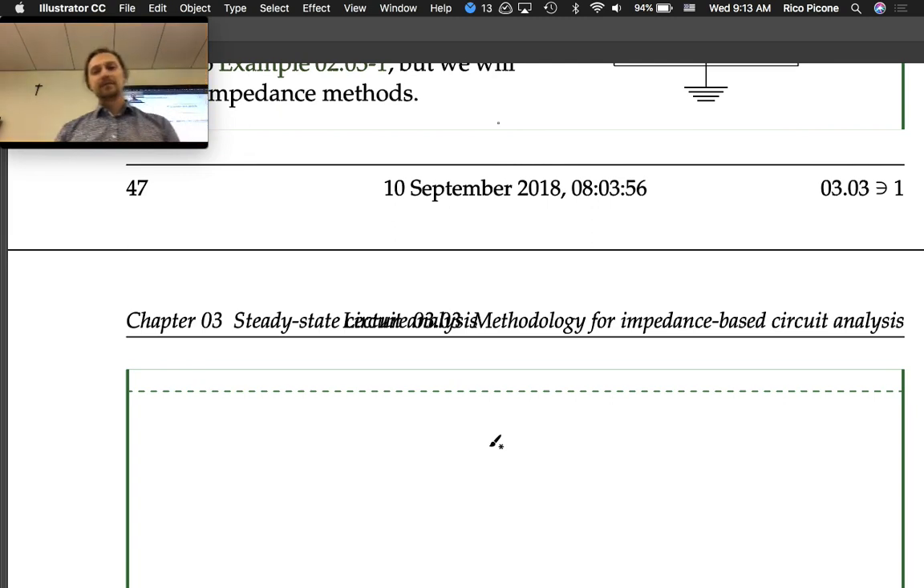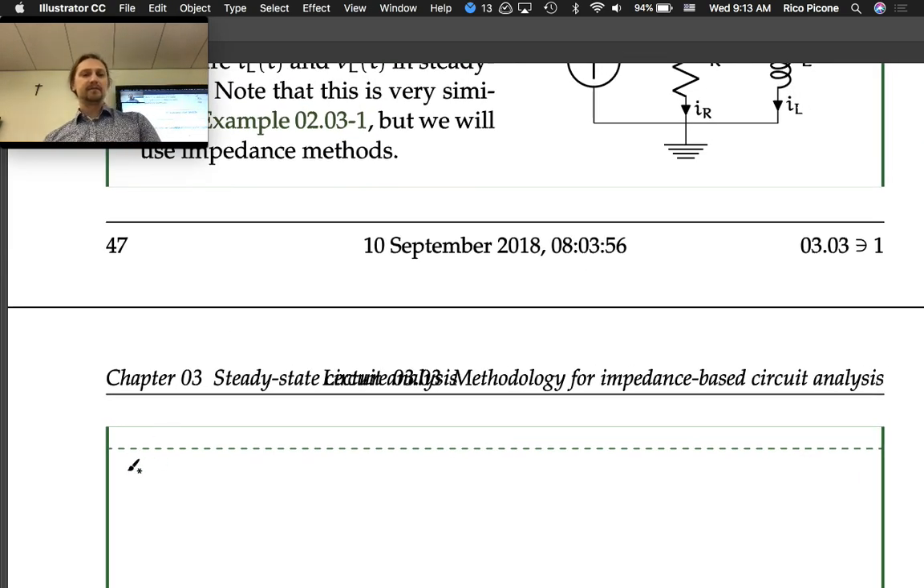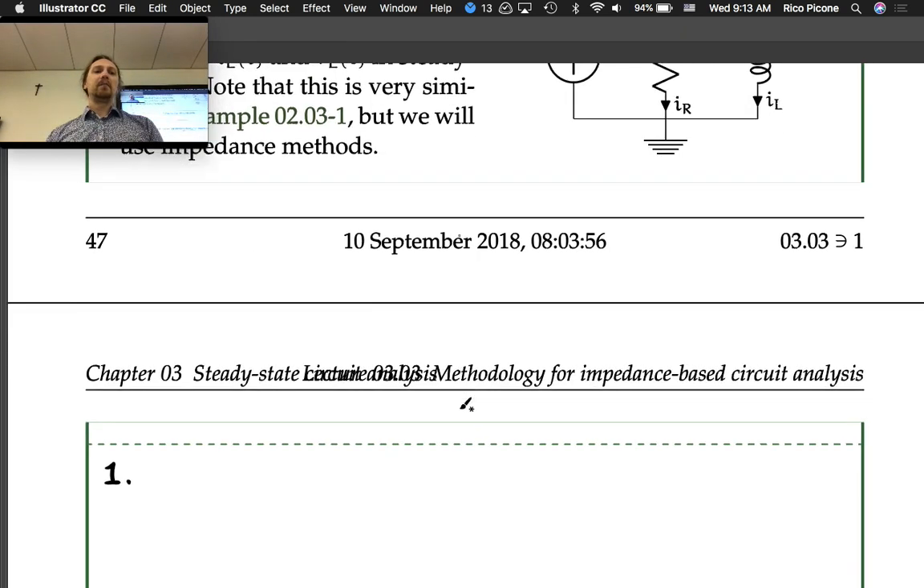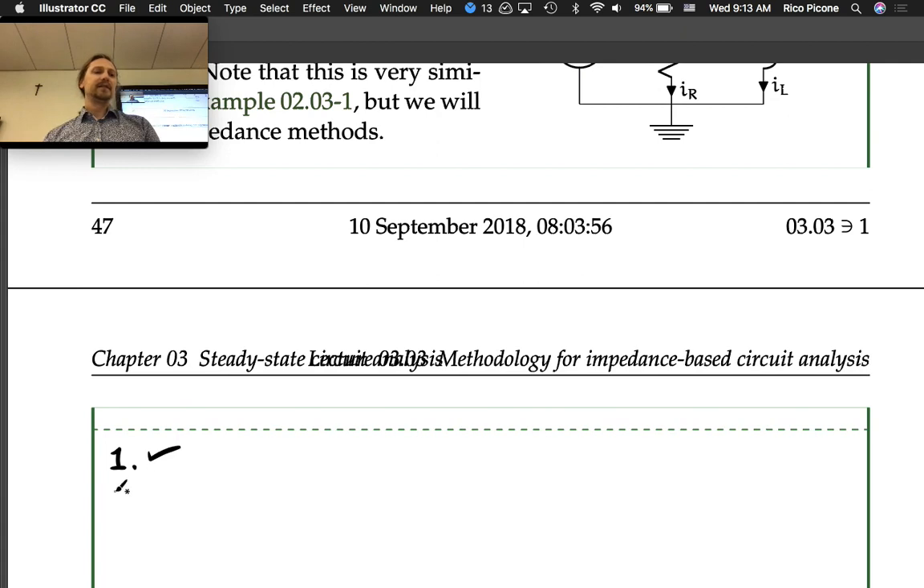Step 1. Circuit diagram. Check. It's already given.